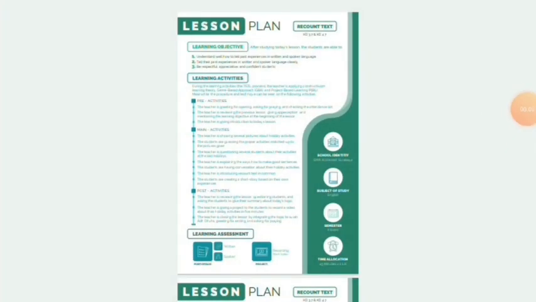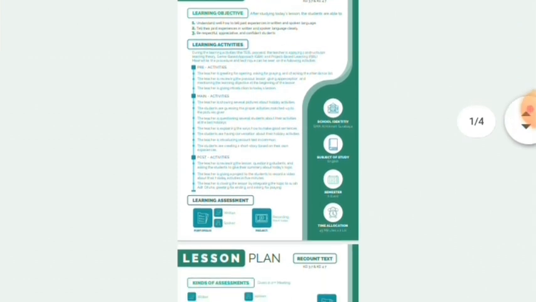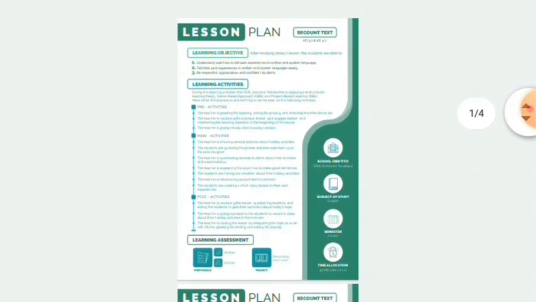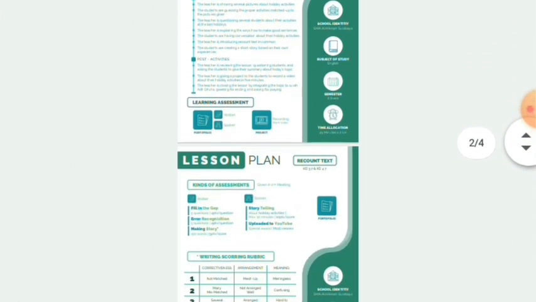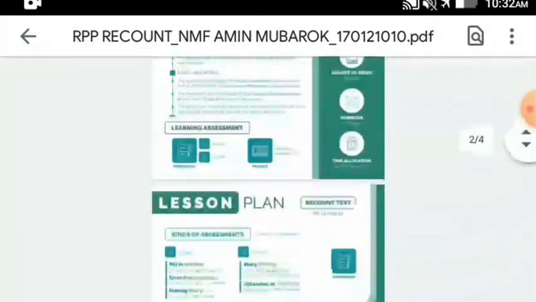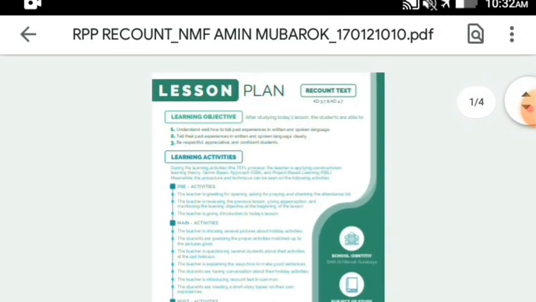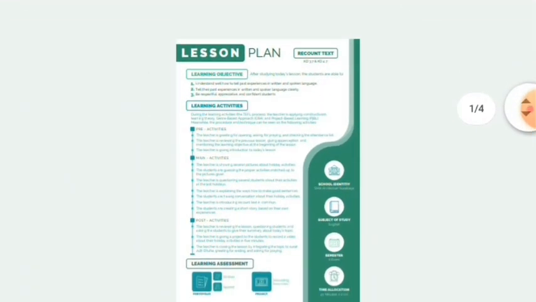Okay, we got the lesson plan for you, and here it is. It consists of only 4 pages. The first one is the main page, or the main lesson plan, and the others are only appendixes. Okay, let's check it out.